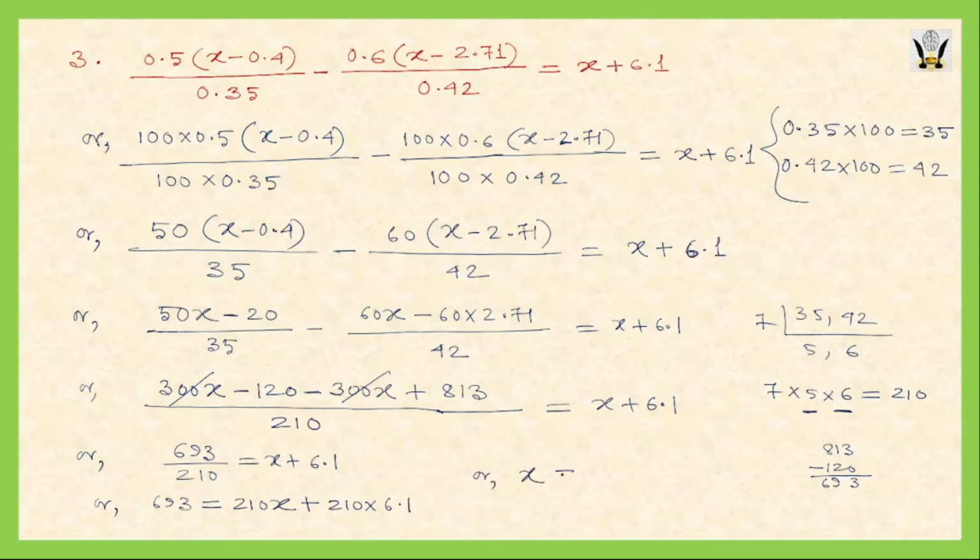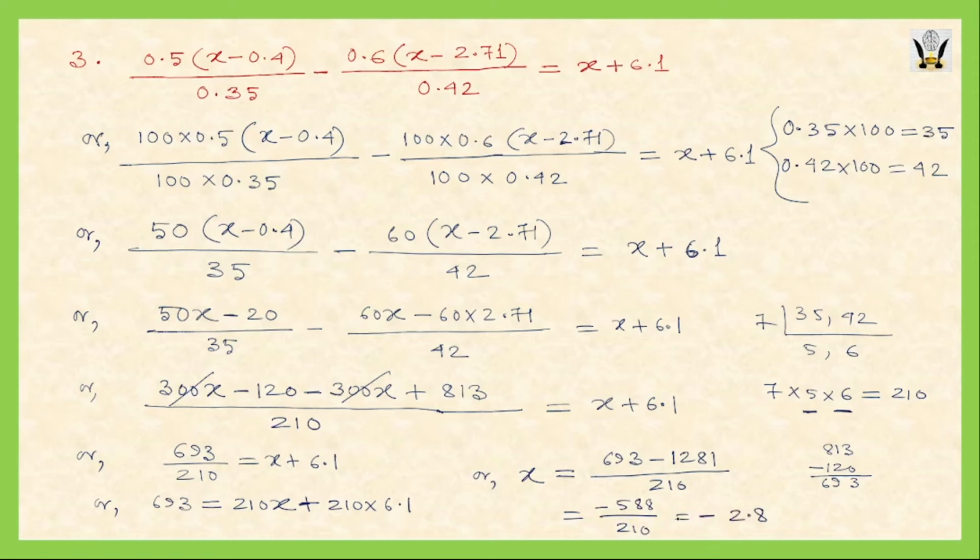So x can be found out this way. Here 210, when it will be multiplied by 6.1 that value will be 1281, and here we have plus sign, so when that value will be taken on the other side that will be minus, so 693 minus 1281, and here we had 210x, so if we want to find the value of x then this value will be divided by 210, and the final value of this subtraction followed by division will be minus 588 divided by 210, so it will be finally minus 2.8.